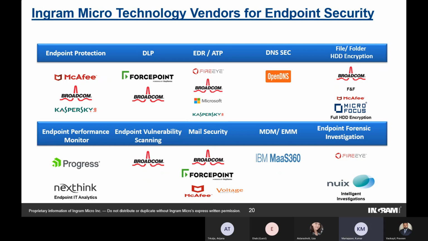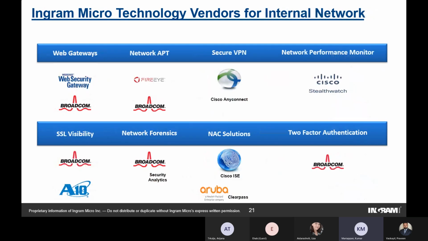Endpoint vulnerability scanning, Broadcom has such. Mail security solutions, there are a lot of mail security solutions that are available. And MDM, EMM, so there are a lot of solutions which are available when it comes to mobile device management. For instance, VMware has AirWatch and other things, as well as IBM. Endpoint forensic investigation, this is useful after a breach, wherein FireEye, Nuix, and other solutions that are available in the market can help you with that.